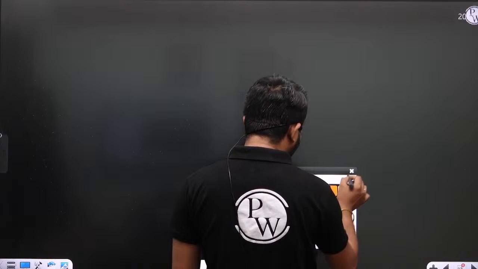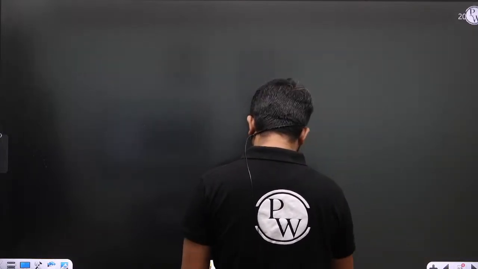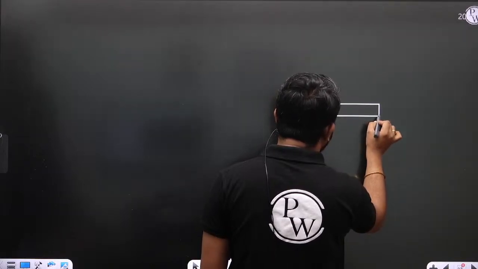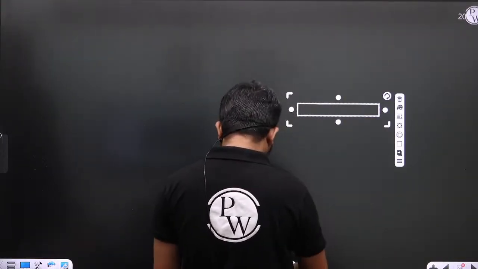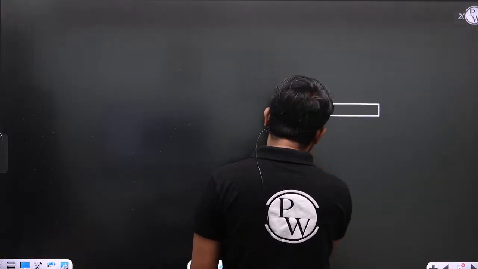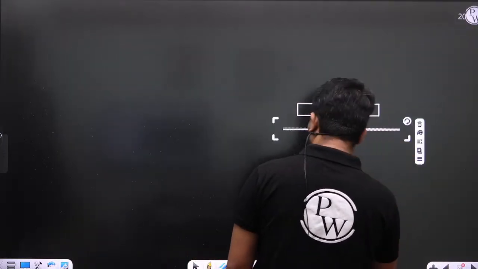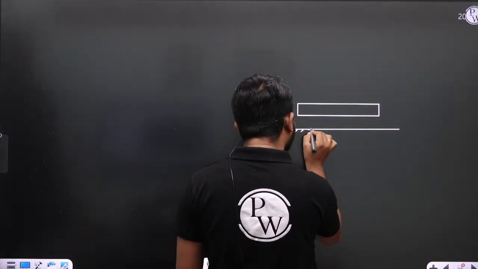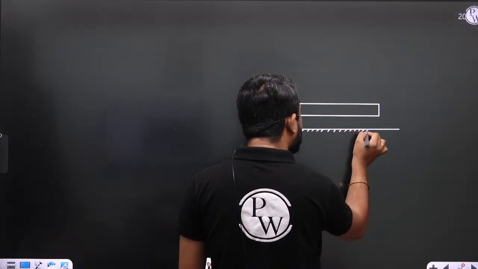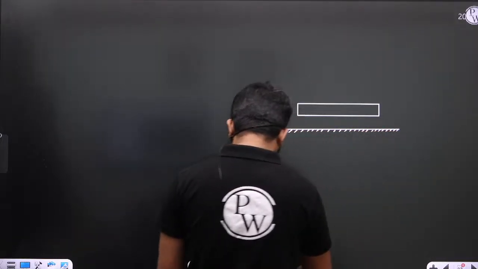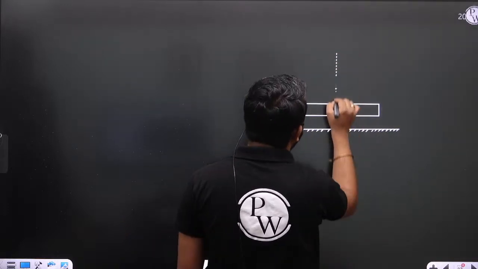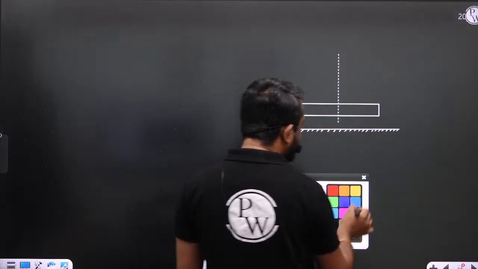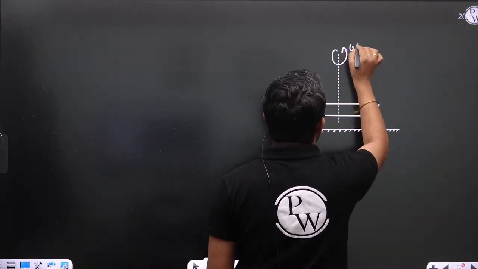So let us consider there is a disc. And this disc is above the bed, or above the fixed plate. So this is the fixed plate. And this disc rotates about this axis with constant angular velocity omega.